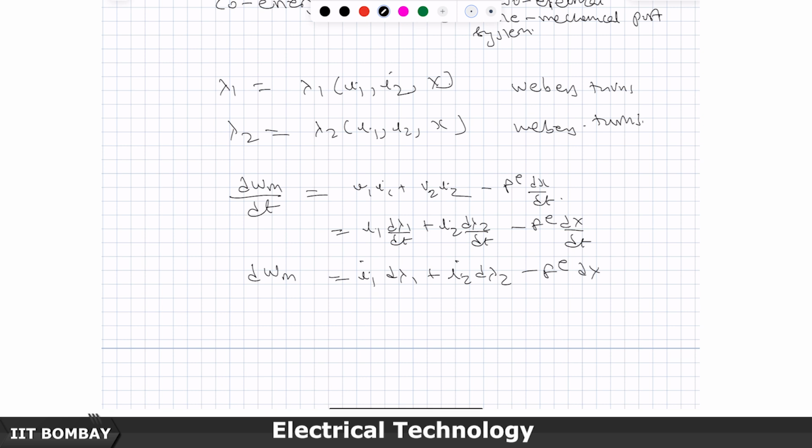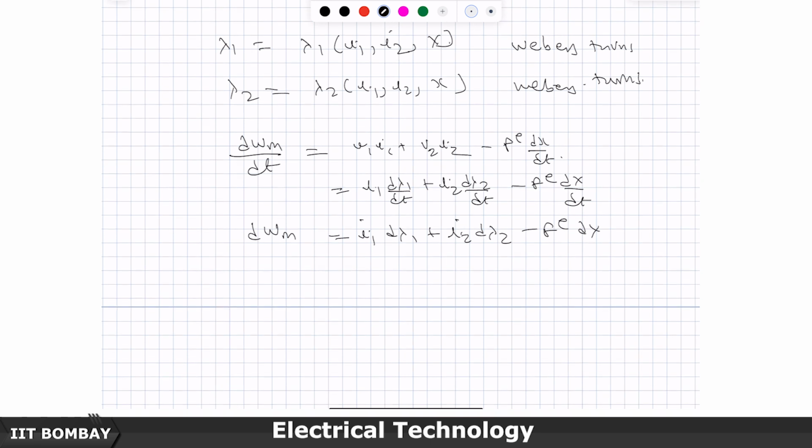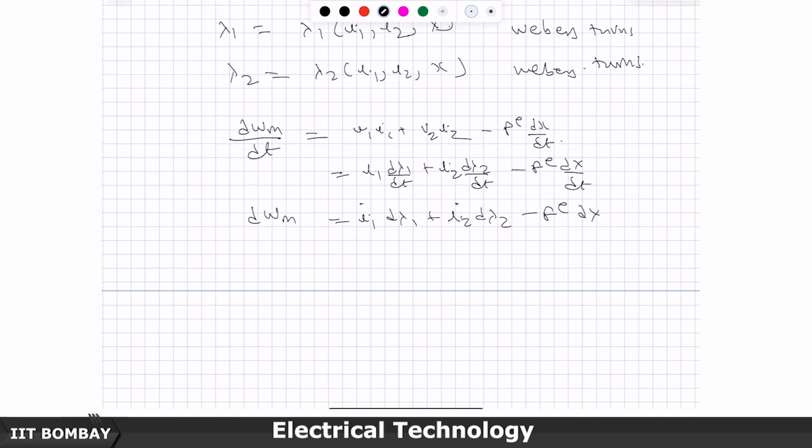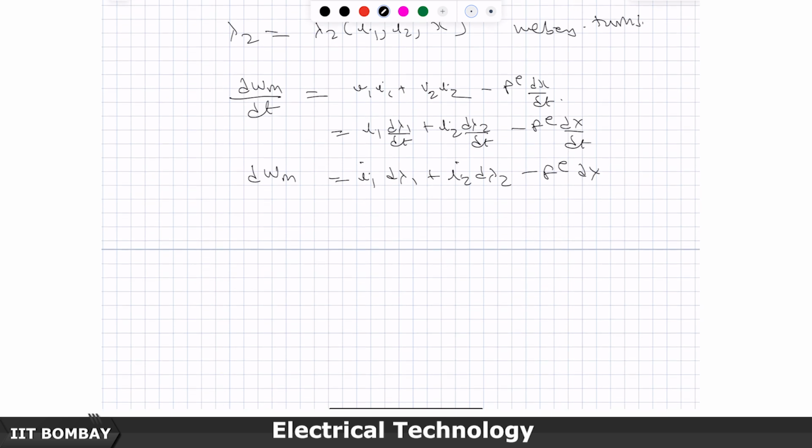And again we are following a motor convention: pump in electrical energy, get mechanical work done out, and something in between goes as the stored energy in the system. So, I get this.